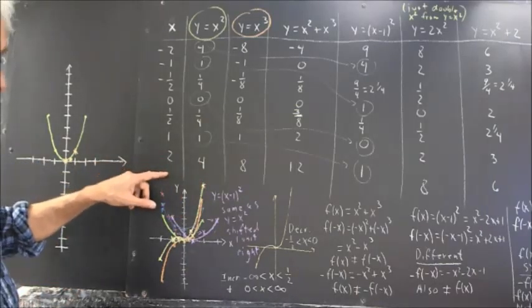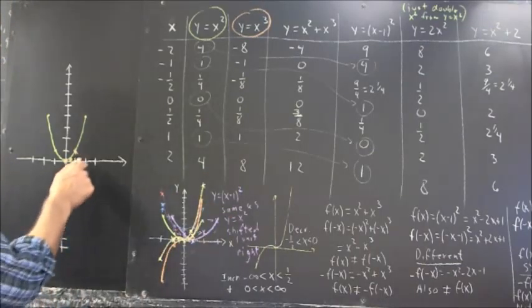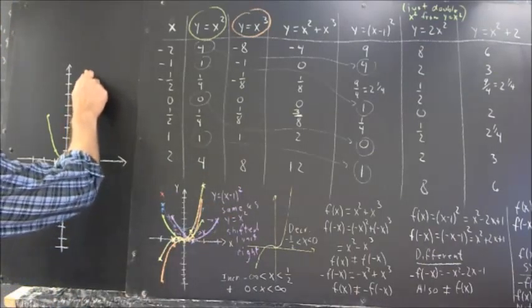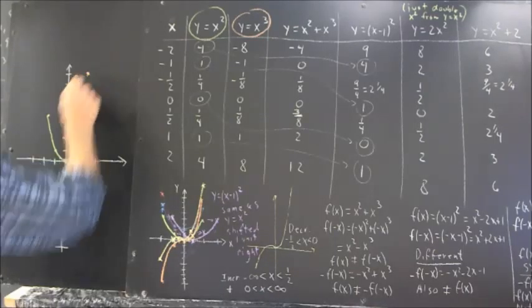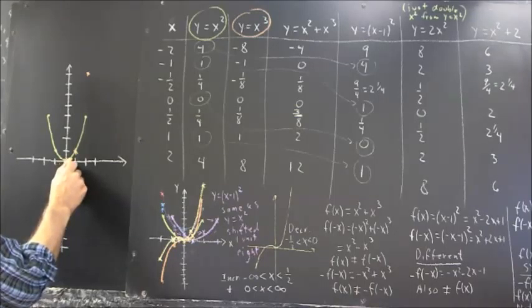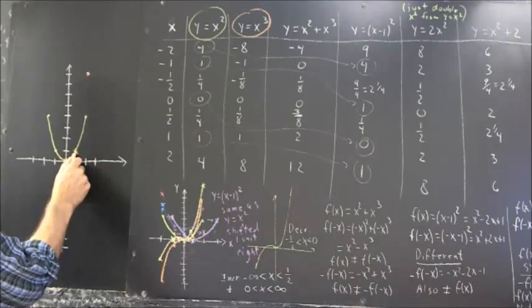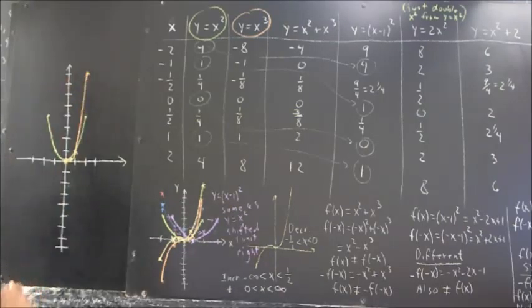Okay, so when we get to x equals 2, our y value is 8. Well, that means 2 is going to line up with 8 all the way up here. And our graph is going to start out lower than the graph of y equals x squared, but it's going to turn and become much steeper.